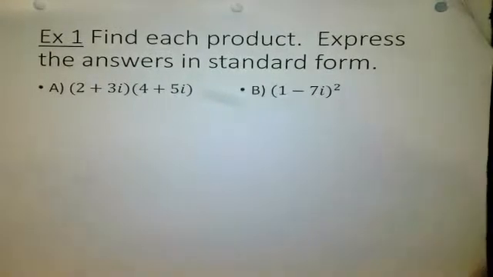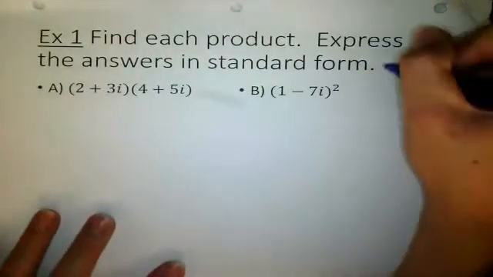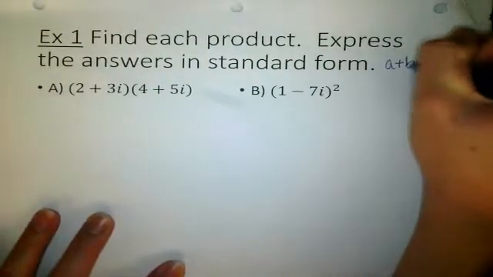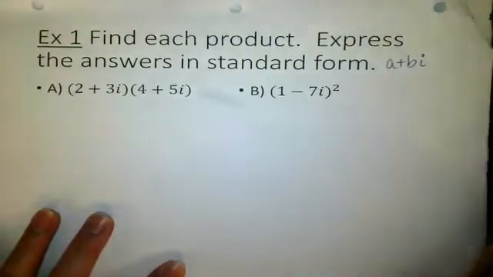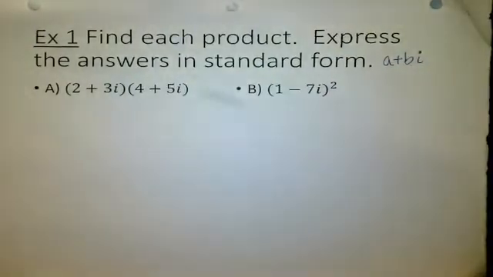All right, example 1. Find each product. Express the answers in standard form. Again, standard form for a complex number is a plus bi, where we've got the real part and then the imaginary part hooked on the end there. So product means multiply, so we're multiplying. It's more easy stuff today. This is a great section to end in. Does this mean that if we did it with that i squared, that'd just be a negative whatever?